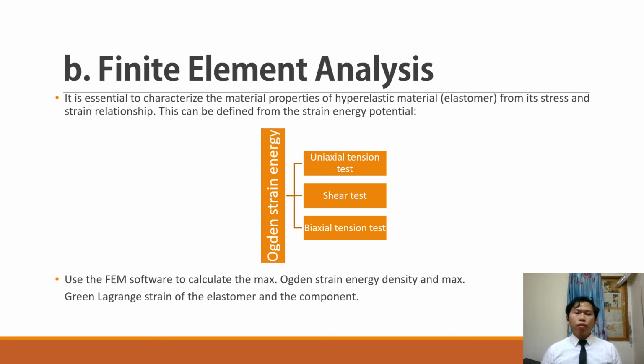This model needs three sets of test data from the elastomer, which are the uniaxial tension test, shear test, and biaxial tension test. After that, we can use the FEM software to calculate the maximum Ogden strain energy density and maximum grain-local strain of the elastomer and the components for the next step.